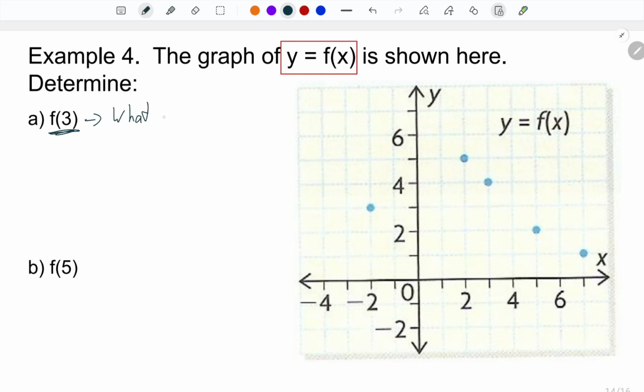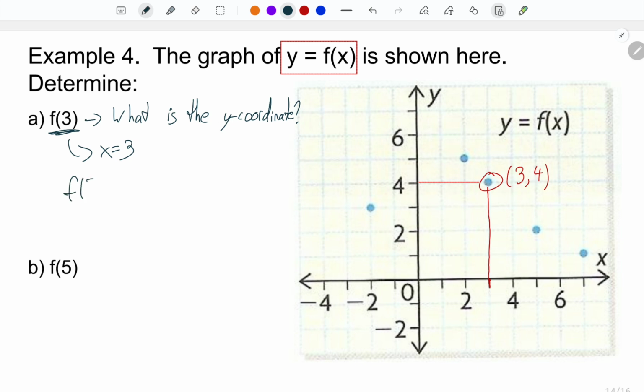So what is the y coordinate? That's what I'm looking for. Well, that means x is equal to 3, so just find the point that has x equal to 3. So x is equal to 3 right there, and the corresponding y value is 4. Or the point is 3, 4. So f of 3 is equal to 4, therefore.